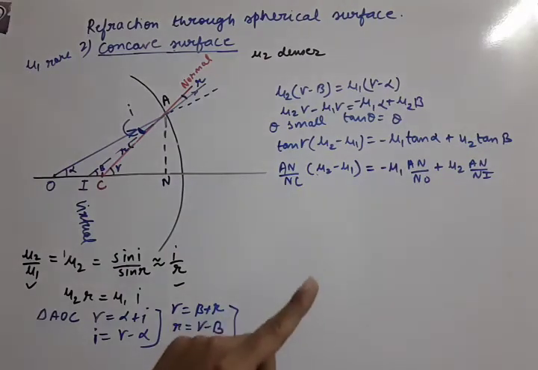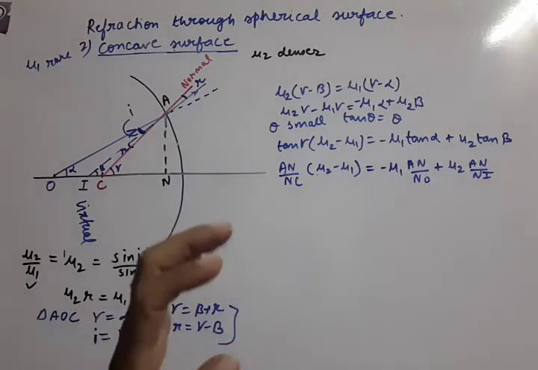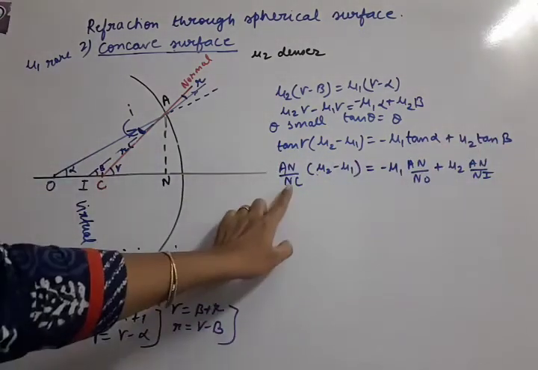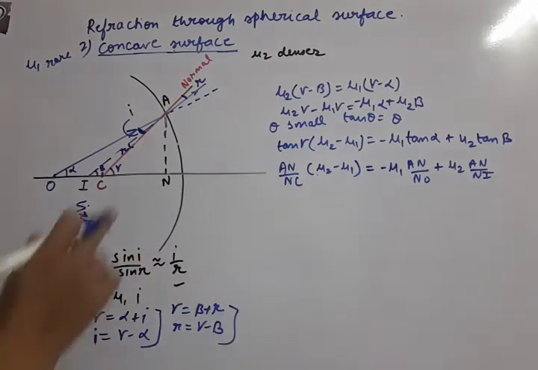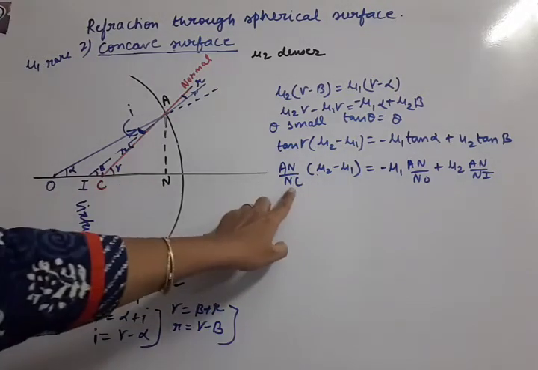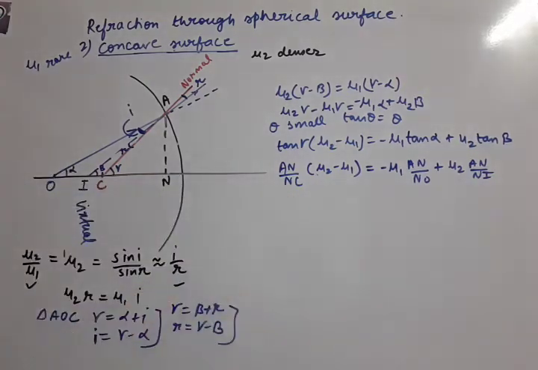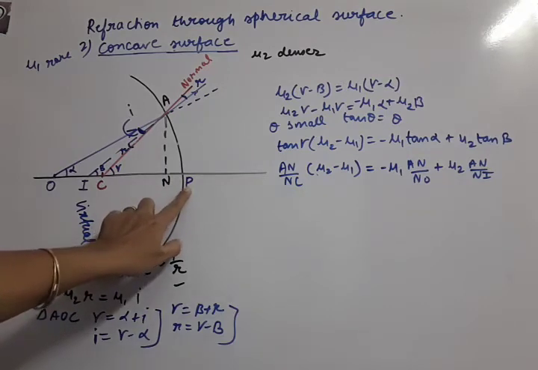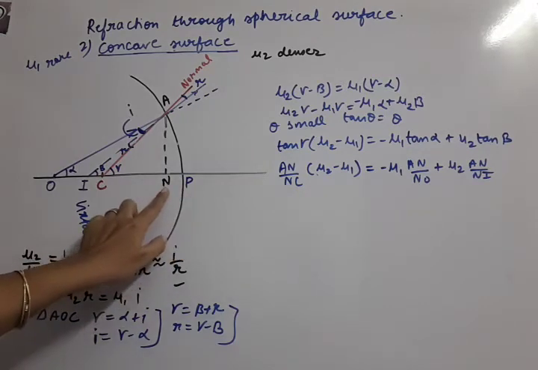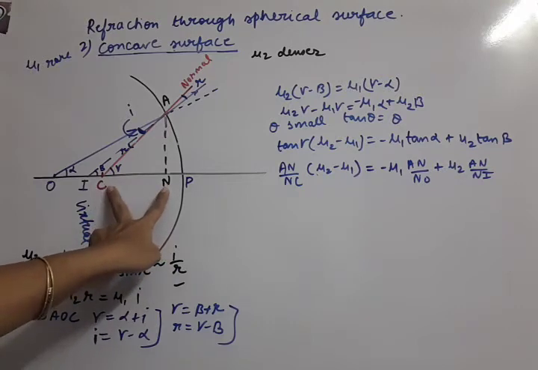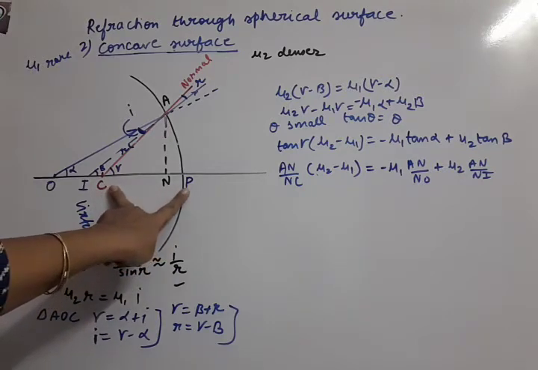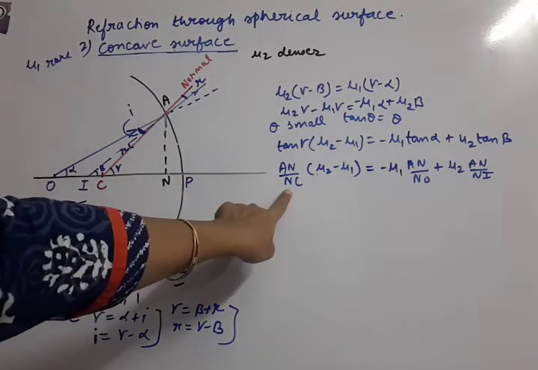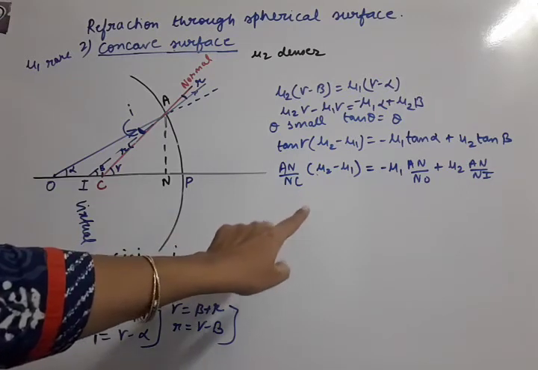Now here we will take one approximation and also cancel the similar terms. The similar terms in the numerators are AN, AN, AN. These will be cancelled. Now the denominators: all the distances are measured from N, NC, NO, NI. But we will take an approximation. Since N and P, the pole of the surface, are very close to each other, whatever distance is measured with respect to N, like NC, is approximately equal to PC, because the N and P points are very close. So here we will replace all N distances with P distances.